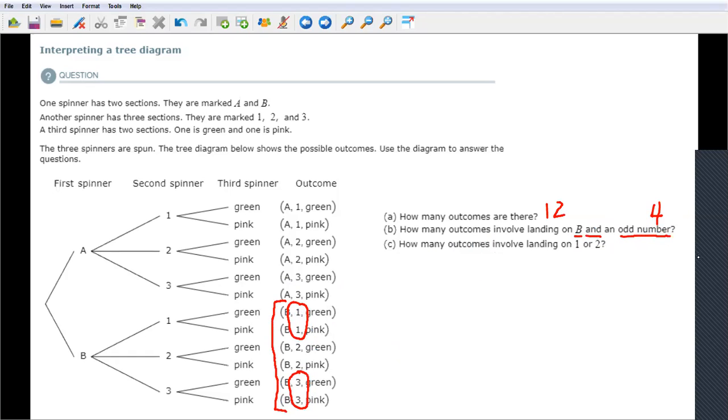The last question, it says, how many outcomes involve landing on a 1 or 2? Well, in that situation, we've got to look throughout the whole set of outcomes because we've got 1s and 2s at the top, and then we've got 1s and 2s at the bottom as well. So if we take a look at that and we count those outcomes up, we would have 8. So out of all 12 of those outcomes, 8 would have either a 1 or a 2 with this second spinner.